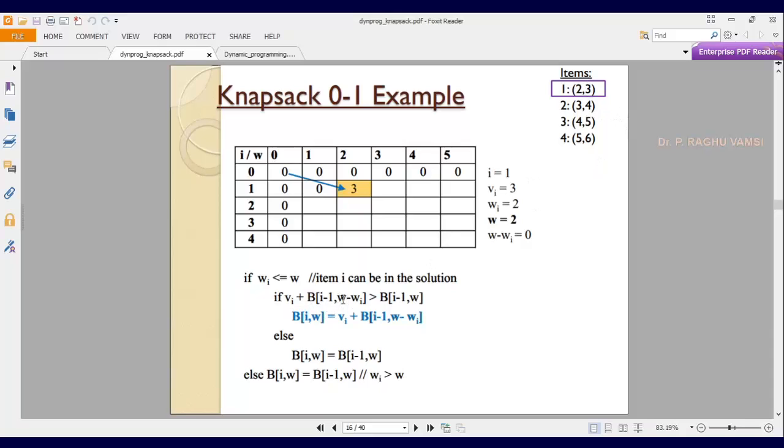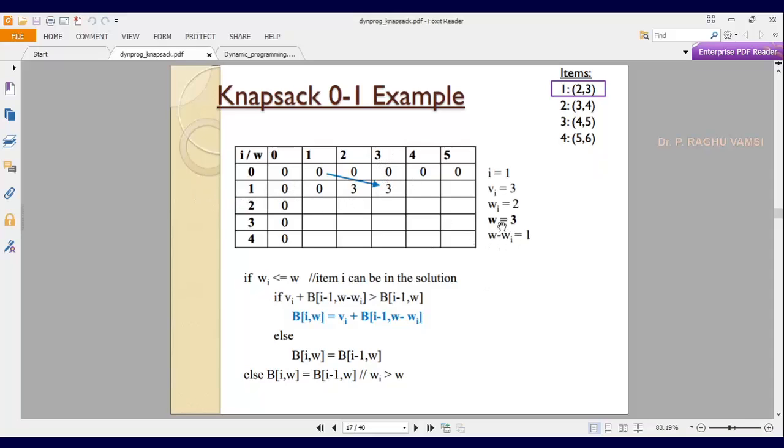3 plus 0 is 3, which is greater than B of I minus 1 comma W, which is 0. So 3 is greater than 0. So directly B of I comma W is equal to 3, we are supposed to place this value there. So here the maximum value that you can achieve once you place this item is 3. So this is the indication. Next, once it is done, consider the next weight for item 1.